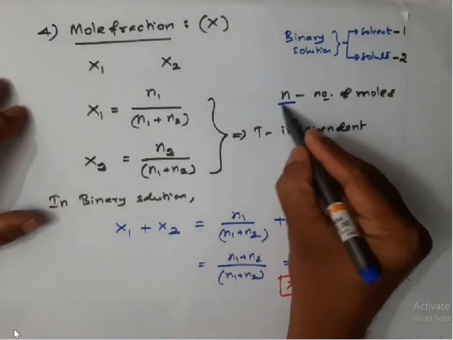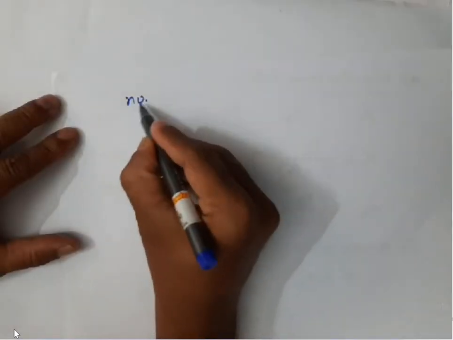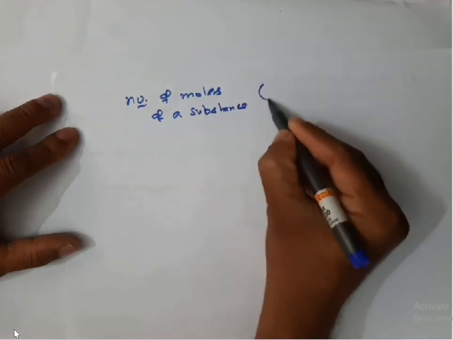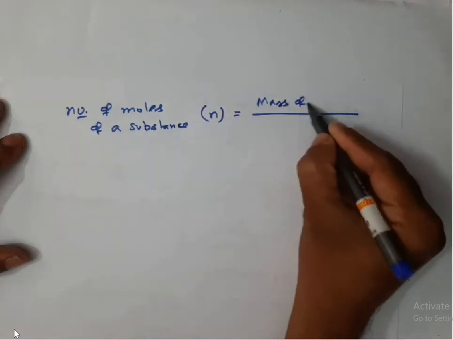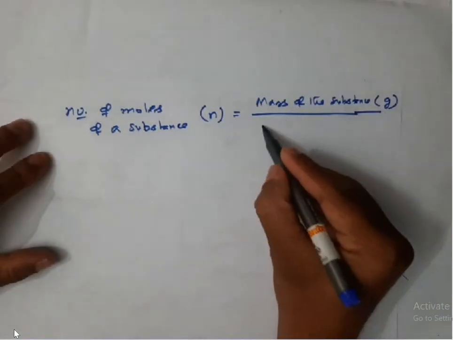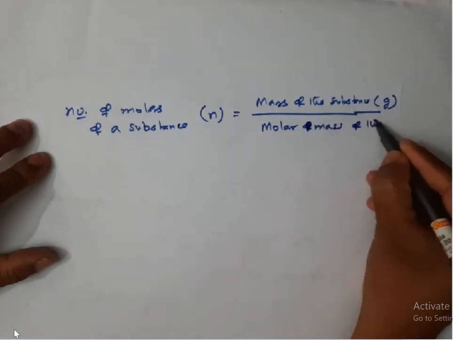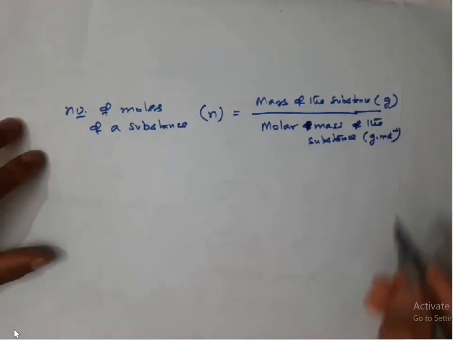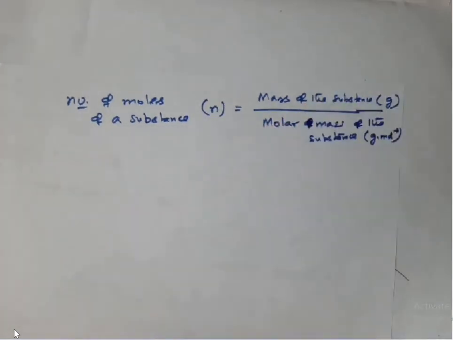Now, how to find the number of moles? Let me write on the next page. How to find the number of moles of a substance, which we normally represent as n. Number of moles is nothing but mass of the substance in gram divided by molar mass of the substance, which should be in gram per mole. So the numerator is gram, the denominator is gram per mole. Gram cancels, per mole goes to the numerator and becomes mole.